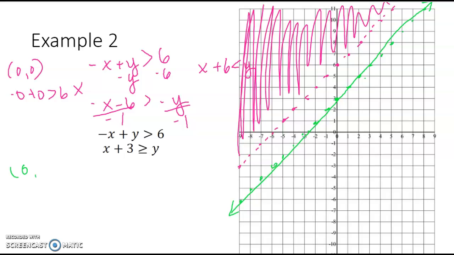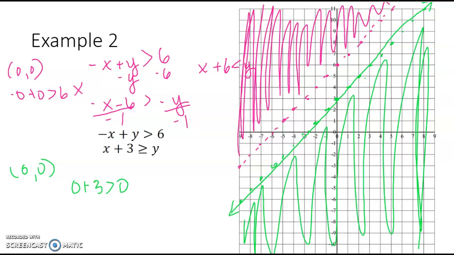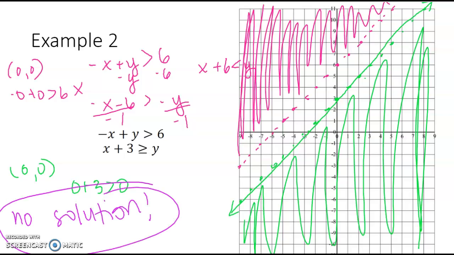I'm going to try 0, 0. So let's see, 0 plus 3 is greater than 0. That makes the inequality true. I'm going to shade below the line because 0, 0 satisfies the inequality. I see here that I have no overlapping regions of the coordinate grid at all. So in this case, I would have no solution to this system of linear inequalities.